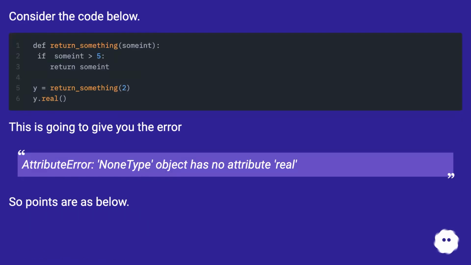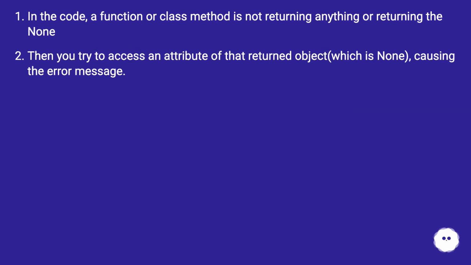Consider the code below. This is going to give you the error: AttributeError, NoneType object has no attribute real. So points are as below. In the code, a function or class method is not returning anything or returning None. Then you try to access an attribute of that return object, which is None, causing the error message.